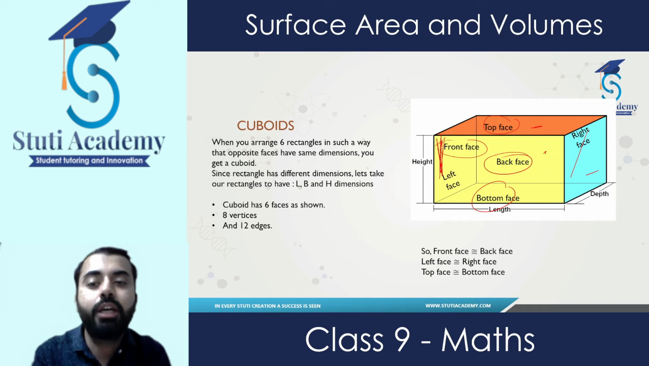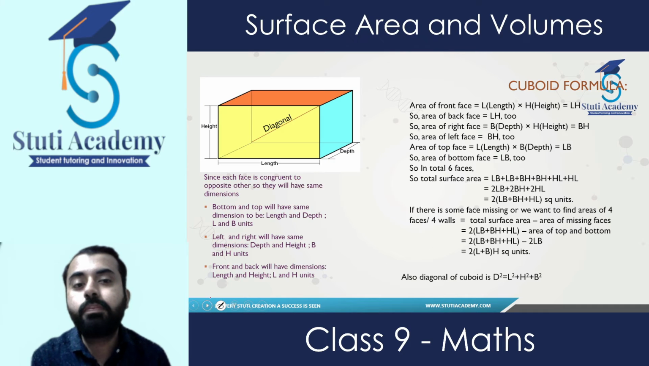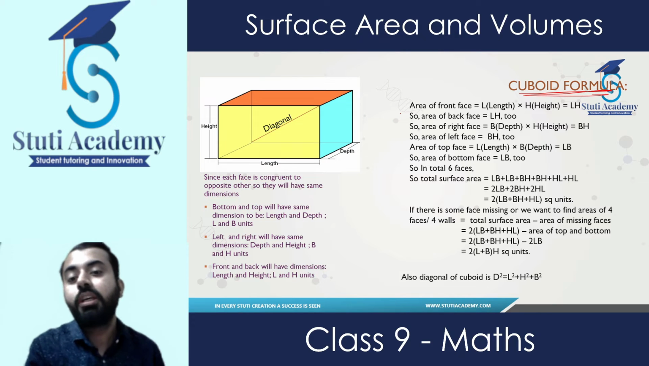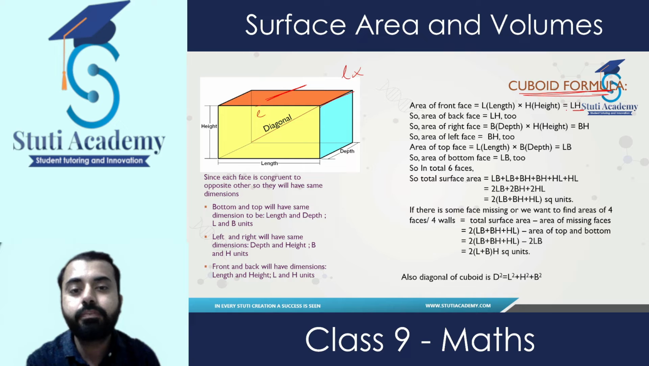That is the case here. I hope you guys have understood the cuboid. Now I have to derive the cuboid formula, its surface area. So now you guys know each side is congruent to the opposite face. If I calculate the area of this face as length and it has width, its area will be what? Length times width, right?